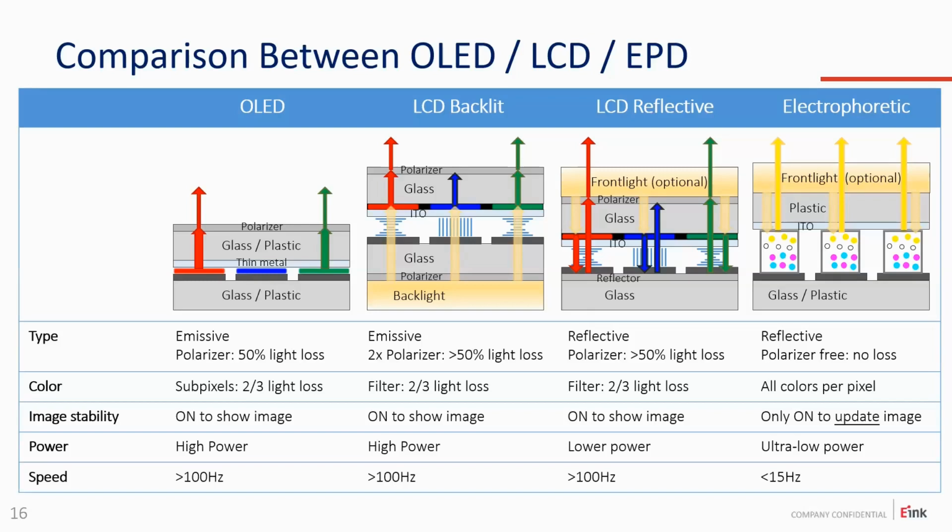You could also make 3 different colors with those 3 pixels. So you also have 3 times the resolution, you could say. It's only on to update the image. Extremely low power, and I will come back to that in the final slides. But it's a little bit slower, up to 15 Hertz, and I will show that in a few videos. Because you have different product lines with different speeds for different applications.